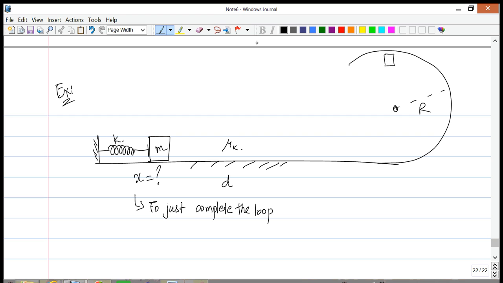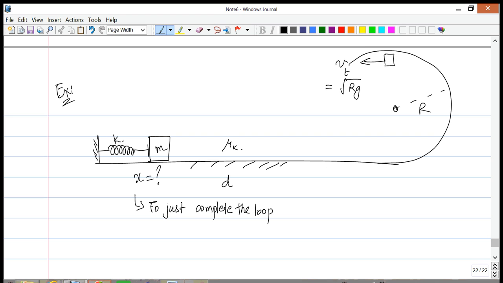By now I hope that you're all able to find the speed at the top, and that you recognize that to just complete the circle, the speed at the top is square root of r times g. If you do not remember this, just watch the previous video, and what I would like you to do is just make sure that you calculate this out so that you know that you can do this in your sleep. Find this value.